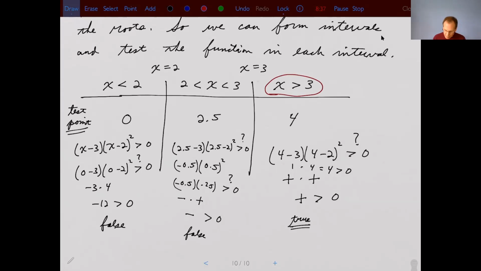So the solution to the inequality is going to be any x greater than 3. And we can write that in interval notation as parentheses 3 comma infinity, because that's typically how my open math is going to want it, in interval notation. So parentheses 3 comma infinity would be the solution.